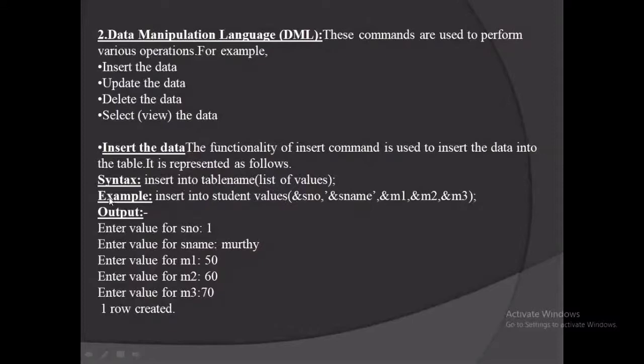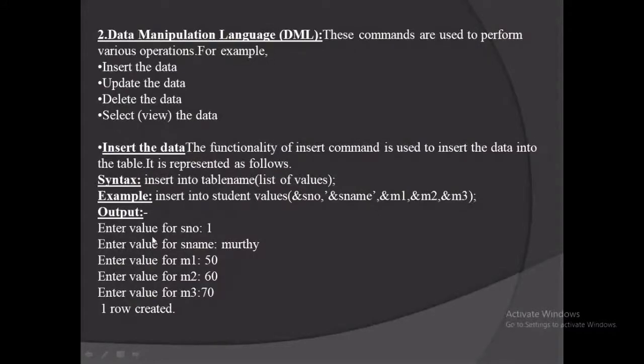Example is insert into table name student values, bracket open, ampersand student number, comma, quotations open, ampersand student name, quotations close. Quotations mean student name is character data, so quotations open and close. Next, ampersand M1, M2, M3. These are the marks. Bracket close, semicolon.